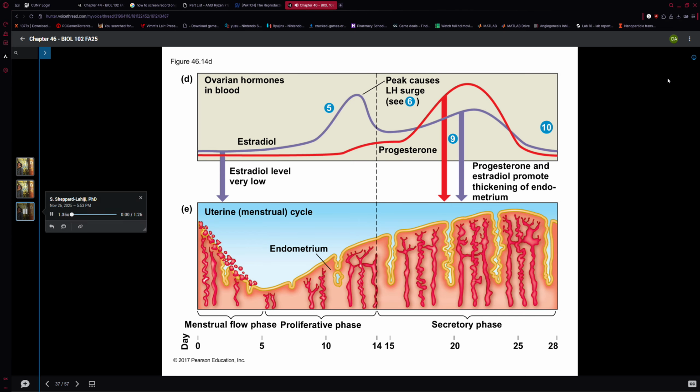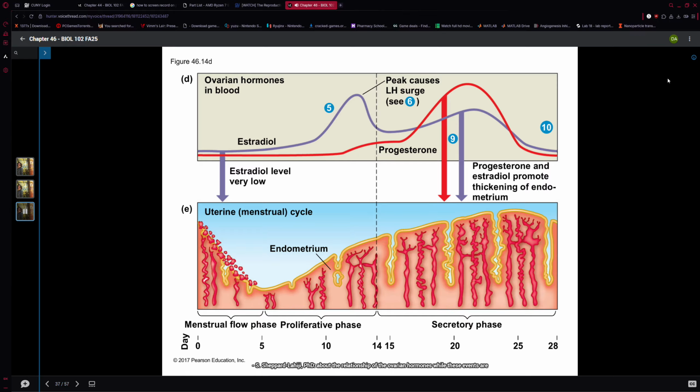Now that we've gone over the menstrual cycle, I would just like to think about the relationship of the ovarian hormones while these events are taking place. So what we find is initially both estradiol and progesterone levels are relatively low, but then they start to shift over time. And when we relate this to the cycle, we start to see the rise in estradiol taking place during the proliferative phase. So what's taking place during the proliferative phase?